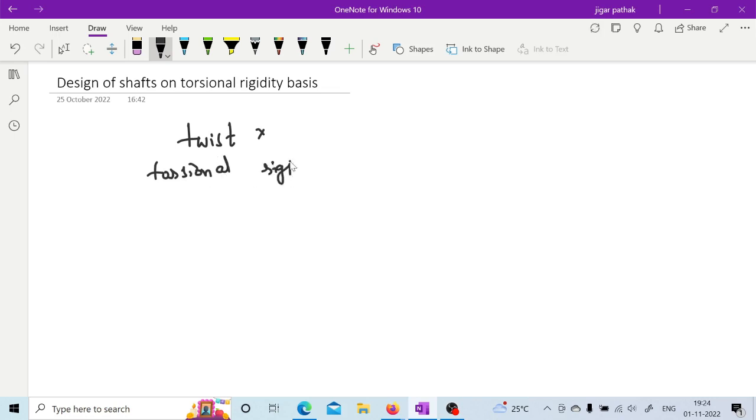So when twisting should be restricted, it comes under torsional rigidity, right? Your shaft should be torsionally rigid in order to avoid twisting of the shaft while it is transmitting power. So twisting is not allowed. Similarly, sometimes deflection is not allowed, and in that case it is considered as lateral rigidity.